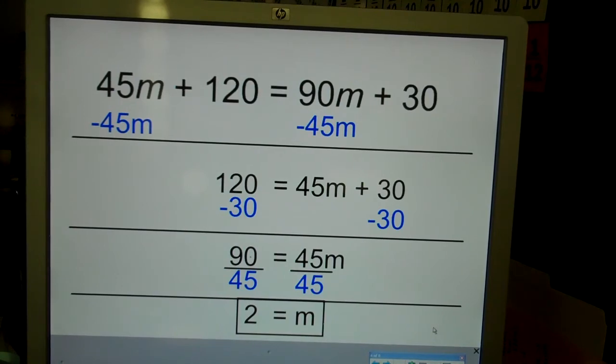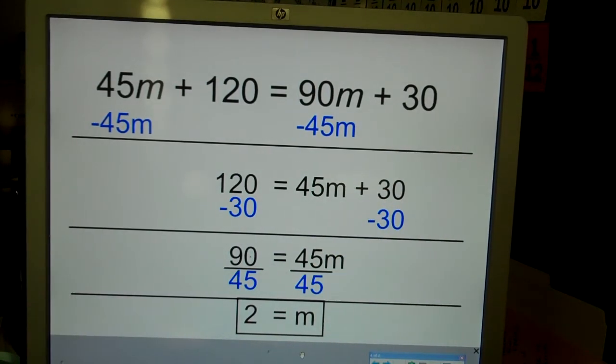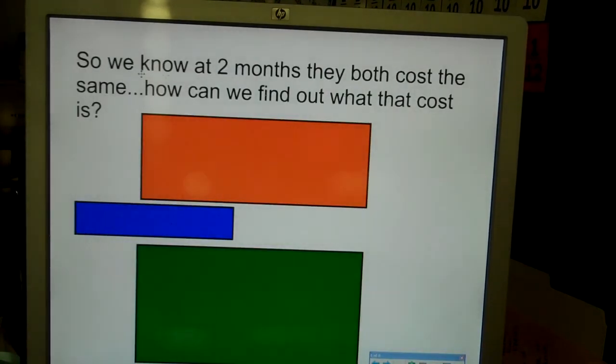Well, we know from studying systems that our solutions are expressed as an ordered pair. Right now I only have the M or X value, which is 2. So now that we know it's 2 months, what's going to be that cost? We know that they're going to cost the same at 2 months, but what is that actual cost? So if we know that M is 2, what can we do?